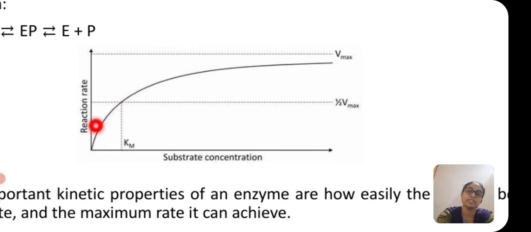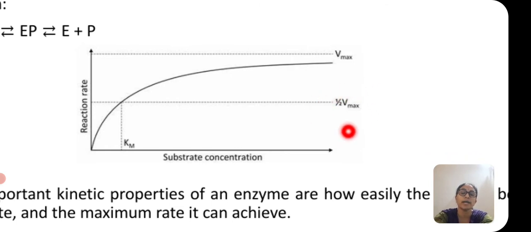The further rise of the substrate is not allowed. So the curve, initially it is increasing, now it has become steady state, and thus it is going to convert EP into the products. So what is this Vmax? Vmax is where the substrate concentration increase has no further effect on the enzymatic reaction.